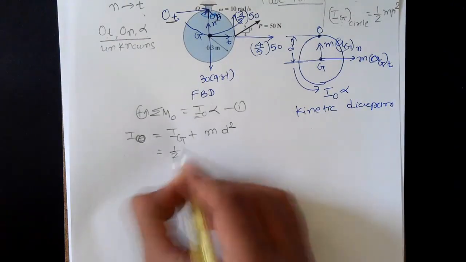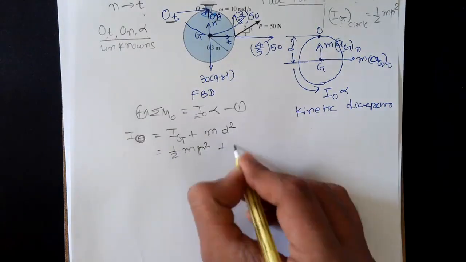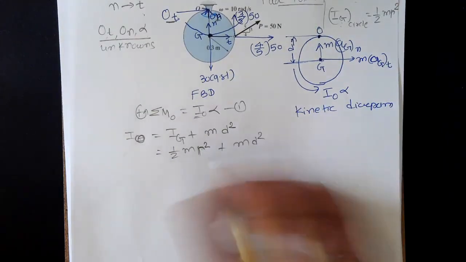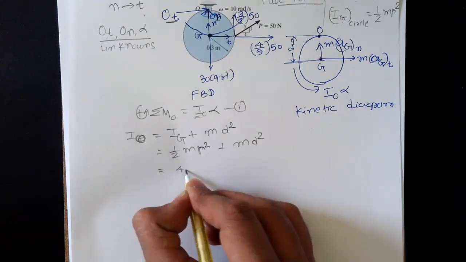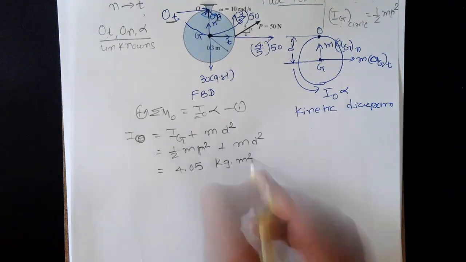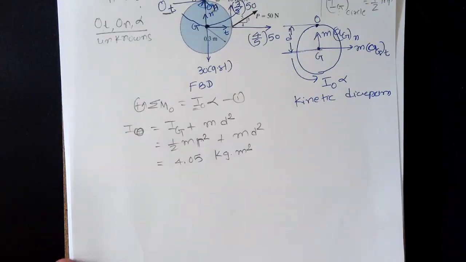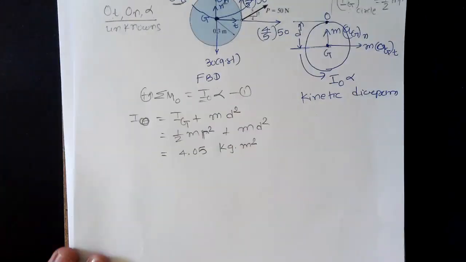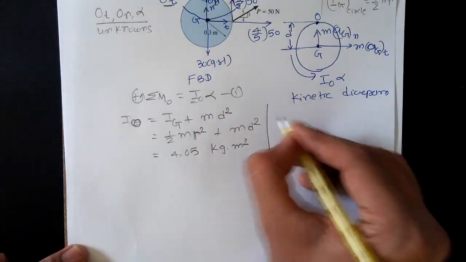Okay, so now let's substitute all the values. So Ig is 1/2 m r squared, where r is the radius of the disk, plus m d squared, where d and r are same in this example. So when you substitute all these values, you get I0 is equal to 4.05 kg meter squared. Substitute this in equation 1. So let me do this here. So substitute this in equation 1. So sum of moments about O.